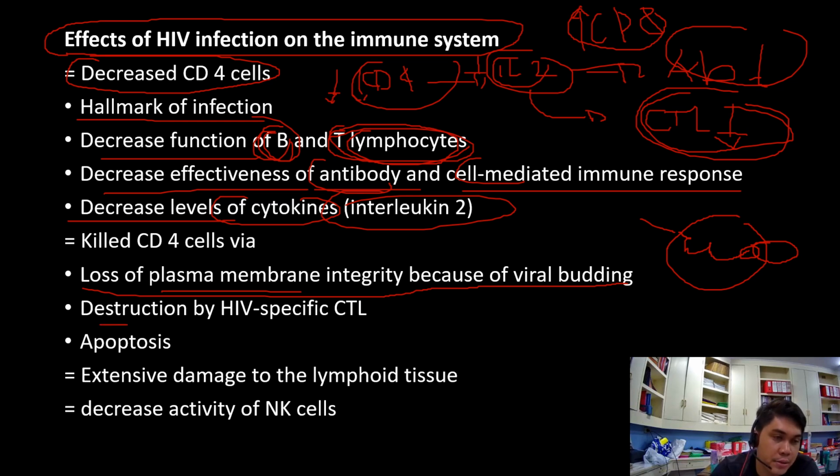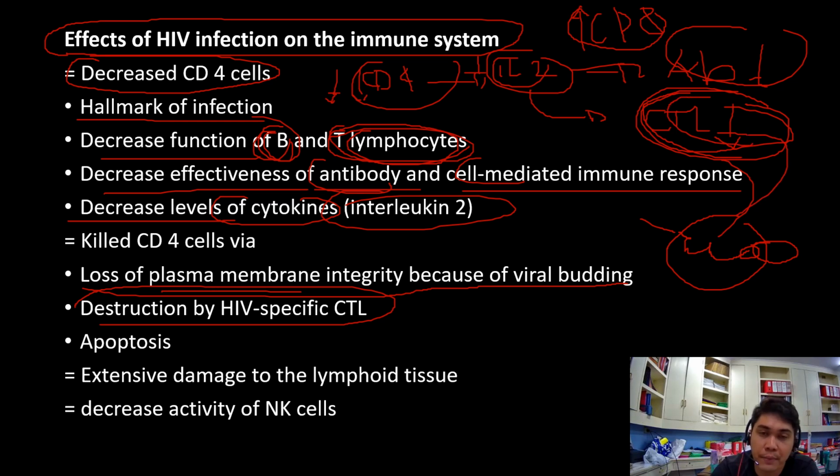Next is destruction by HIV-specific CTL. So some CTL will recognize infected cells, and this CTL will kill the CD4 positive cell. The next is apoptosis. Then regarding HIV infection, it can also cause extensive damage to the lymphoid tissue, and there's also a decreased activity of the NK cells or natural killer cells.